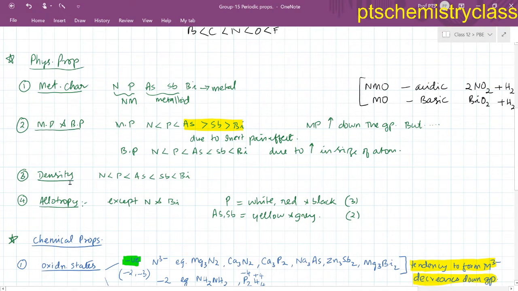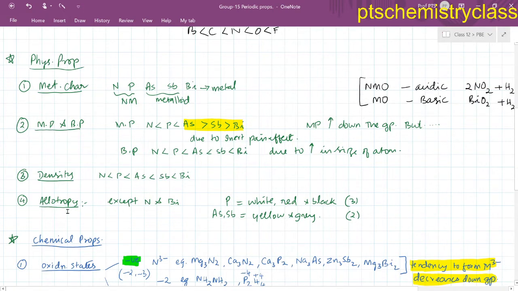And similarly, if you see the density, these properties sometimes will confuse you. You have to be careful. When you say the density increases down the group, naturally the melting point should increase down the group, but there is a slight variation here. That is why I have highlighted that, you remember that point. Density increases, boiling point increases, whereas melting point is not smooth.